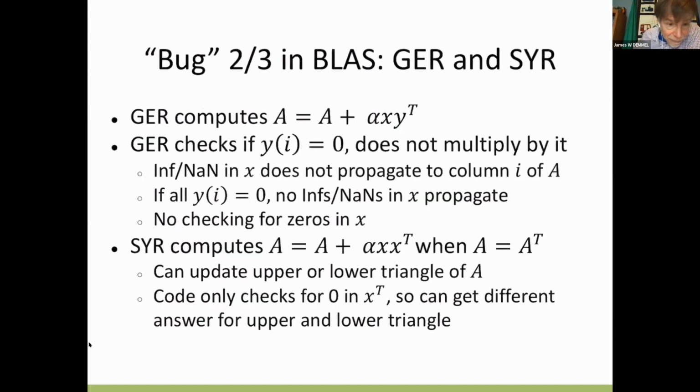Next slide. Here's another sort of bug, in Rank1 updates. The Rank1 update checks for zeros in the vector y, and if there's a 0, it doesn't multiply by it. That means if there's a NaN or an infinity in the x, it's not going to propagate in that particular location. The same thing happens in SYR, the symmetric Rank1 update, but it only does the checking in the x transpose. It doesn't check for zeros in x. So depending on whether you're updating the upper triangle or the lower triangle, you might get a mathematically different answer.